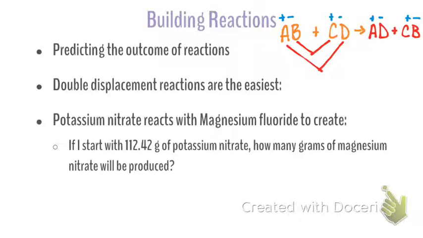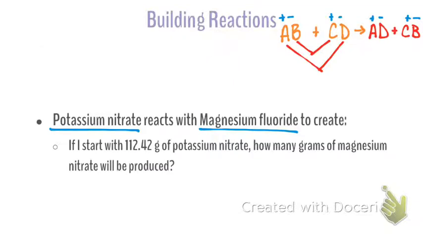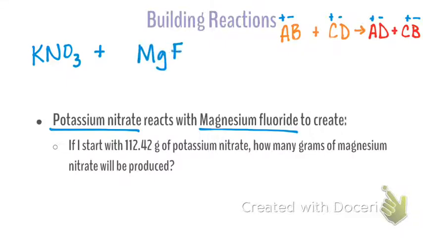So let's go ahead and build one here. This says potassium nitrate reacts with magnesium fluoride to create something. Okay, so let's go ahead and build that. I'm going to give myself some space up here at the top. All right, first of all, we got to get our formulas right. Potassium nitrate is KNO3. Agreed? Okay, and magnesium fluoride is it just MgF?